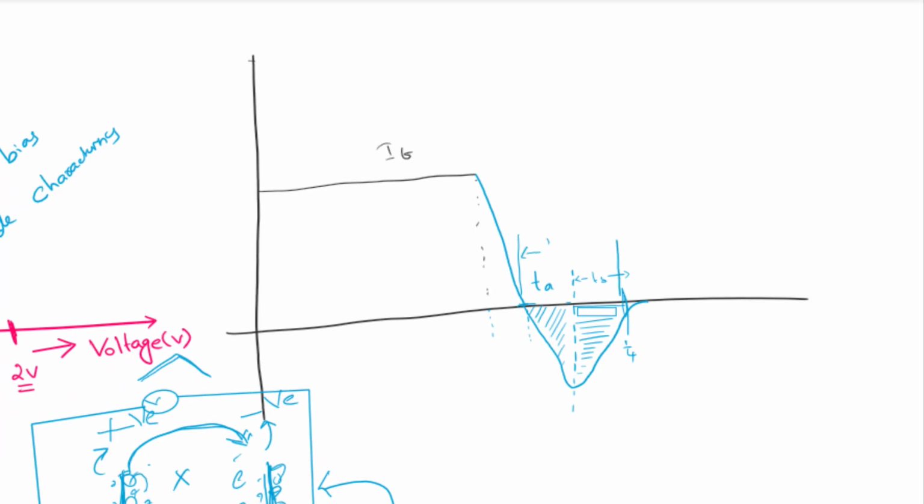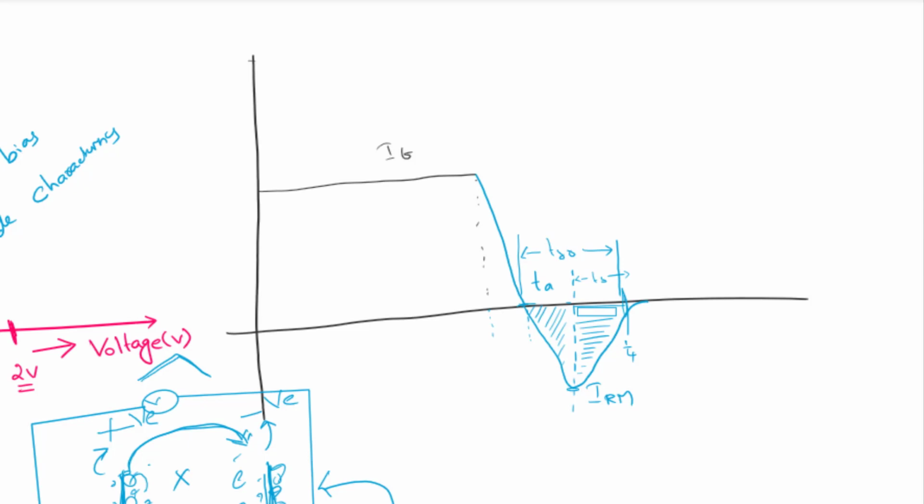So this total time they are calling TRR. TRR means reverse recovery time. This is the reverse current at maximum, IRM. Reverse current at maximum. So these are the reverse characteristics of a diode.